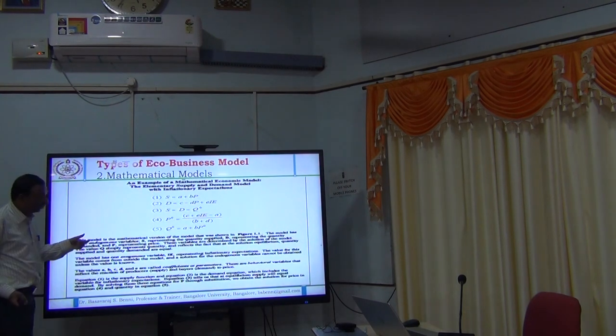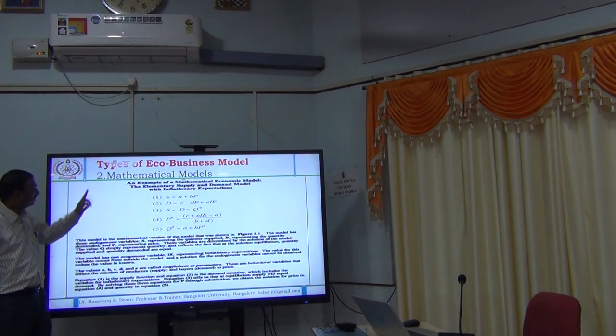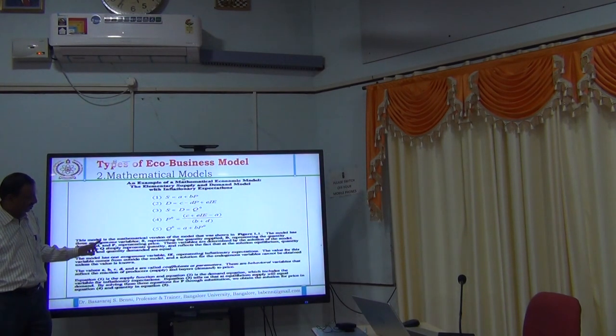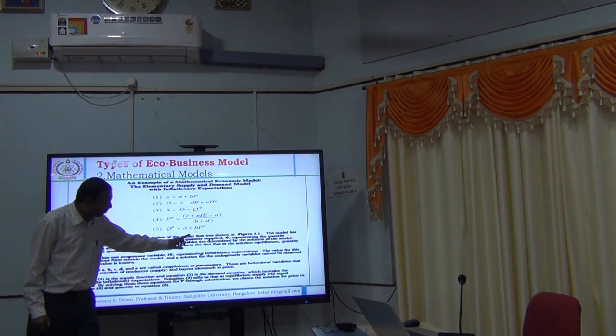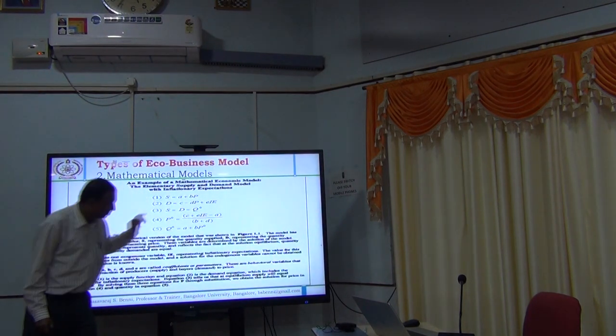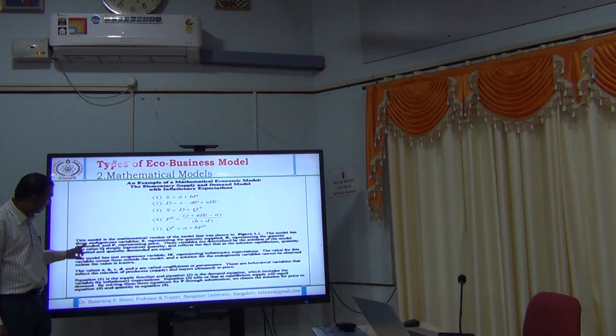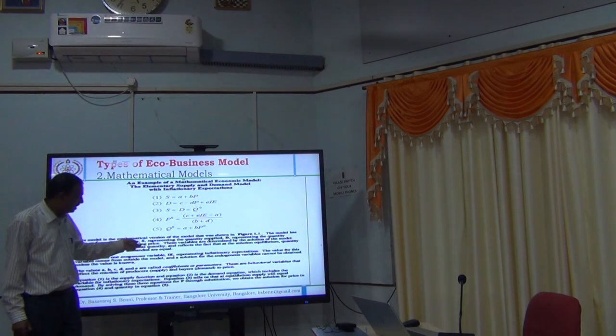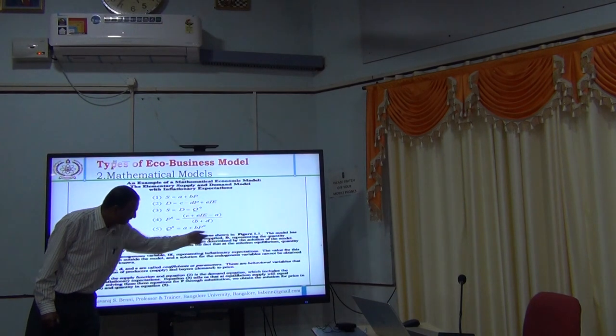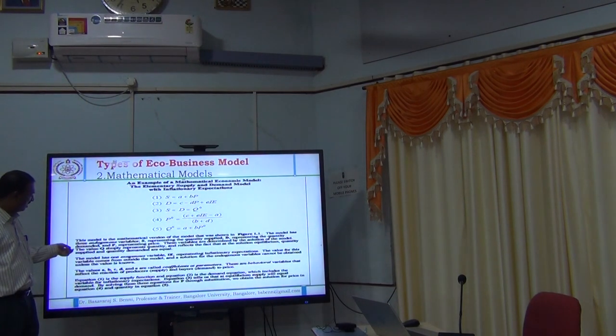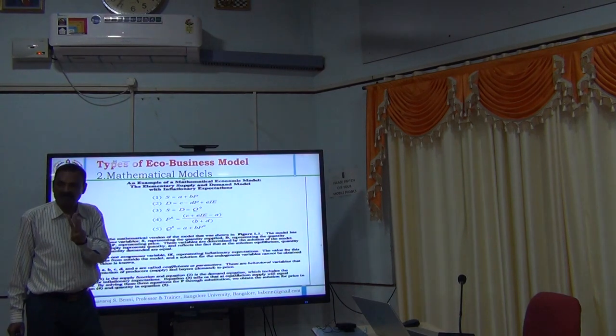This model is a mathematical version of the model that was shown in Figure 1. The model has three endogenous variables: S representing the quantity supplied, D representing demand, and Q representing the quantity. There are three endogenous variables.